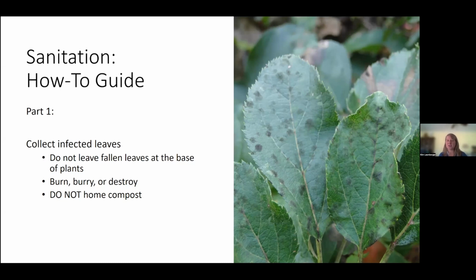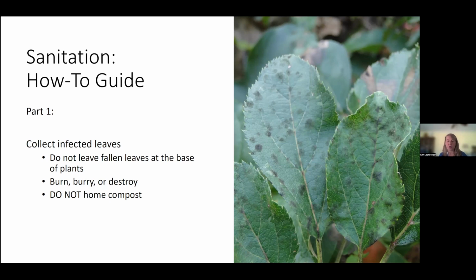So it's really important to make sure that you collect all of those leaves, especially if you think there's disease. If you've got a resistant variety and you don't have a disease issue, sure, you're okay. But if you think there's a possibility, collecting those leaves is really, really important. Now, what do you do with them once you collect them? Well, you can burn them, you can bury them, or you can destroy them. And destroy them means to take them off site and get them away from your property. We do not recommend that you home compost these. Home compost bins do not get hot enough to kill these pathogens. So do not put them in your compost bins.